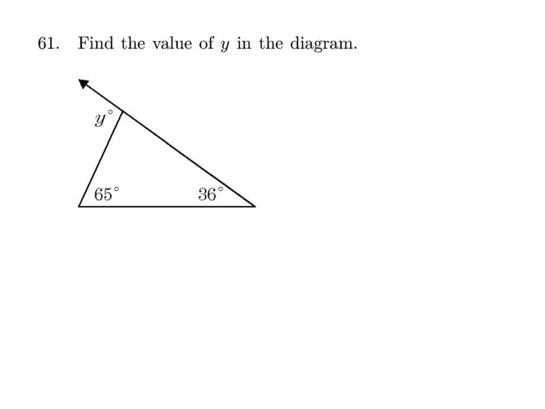All right, starting number 6, you want to find the value of y in the diagram. Okay, well, this is an exterior angle, and we know that the exterior angle is equal to the sum of the non-adjacent interior angles. Okay, these two angles here are adjacent. This angle and these two angles are non-adjacent.